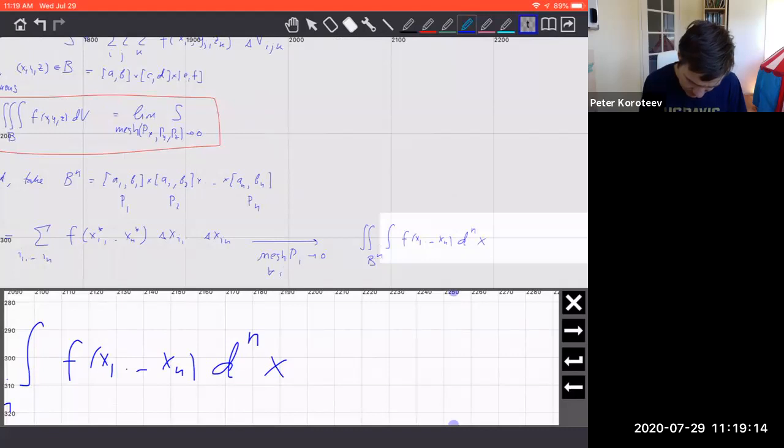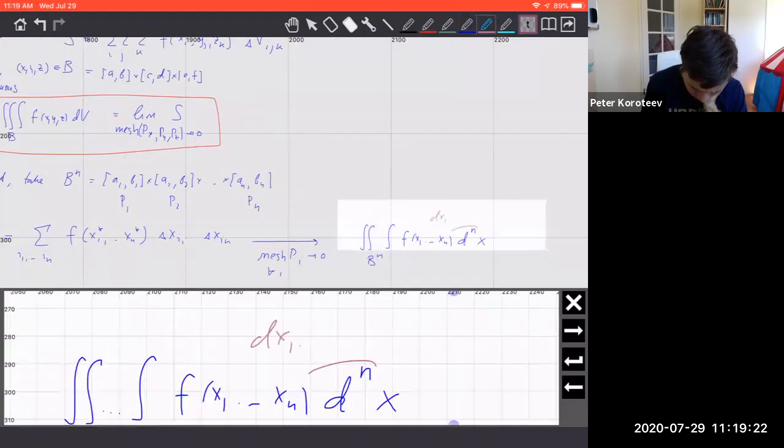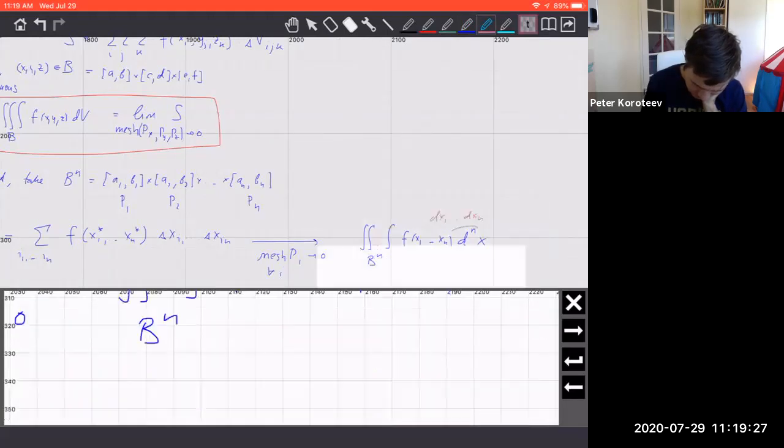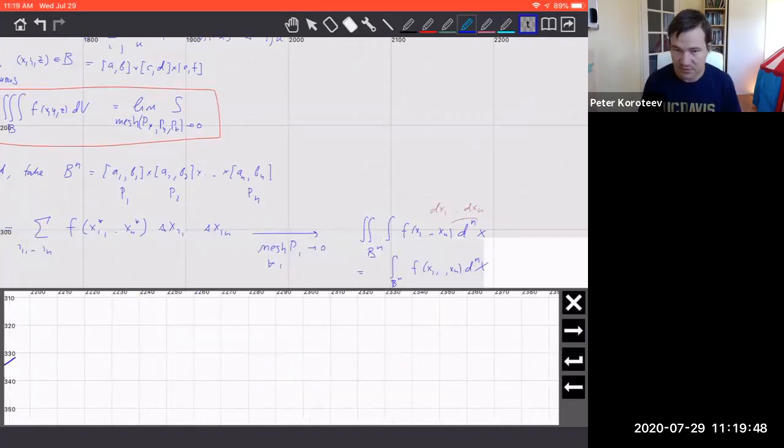So this is a shorthand for the differential dx1 through dxn. In the future, you can just write it as a single integral, right? From the context, it's clear how many integrations you actually need to do. d^n x. Right, so that's the n-dimensional Riemann integral.